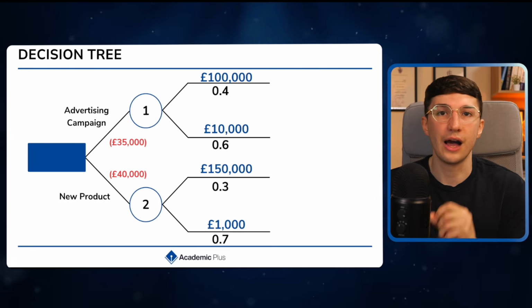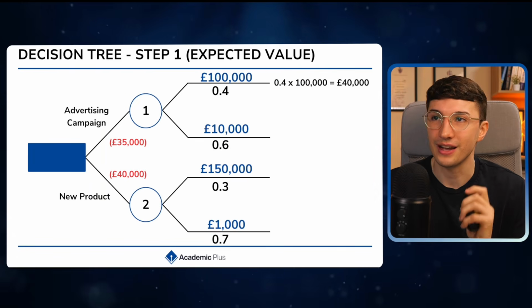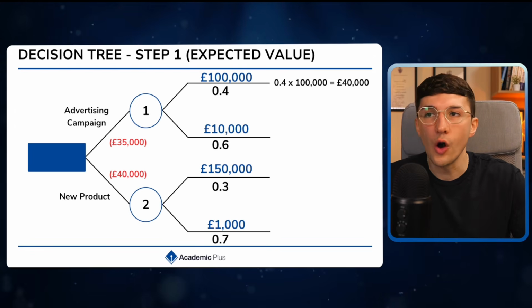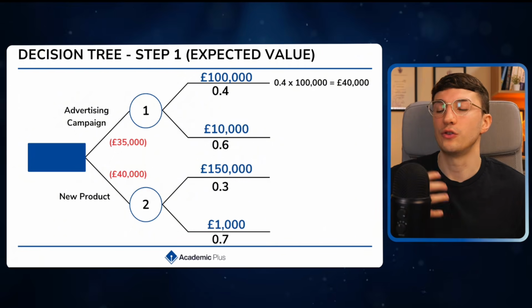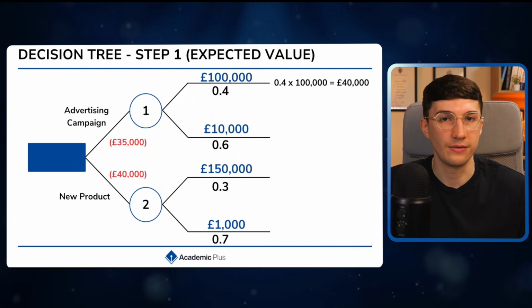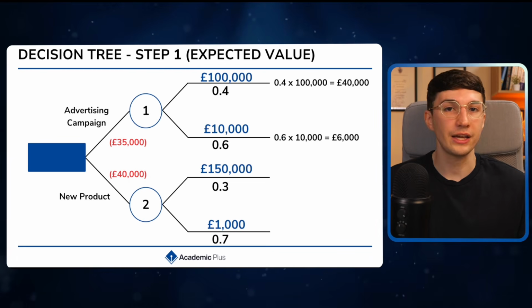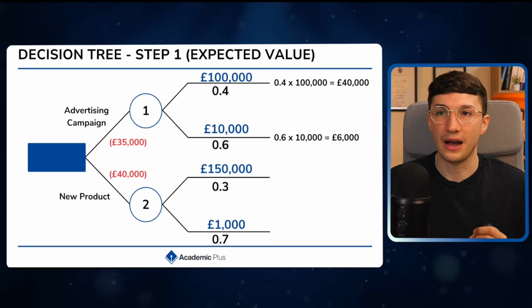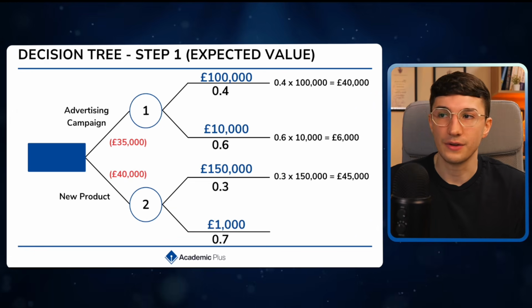Now, what we want to do is calculate the expected value. And to do this, we take the probability times by the expected outcome. So we do 0.4 times 100,000, which gets me an expected value of £40,000. Do that same again for the second branch: 0.6 times by 10,000, which gives me an expected value of £6,000. Do the same thing again for option 2.